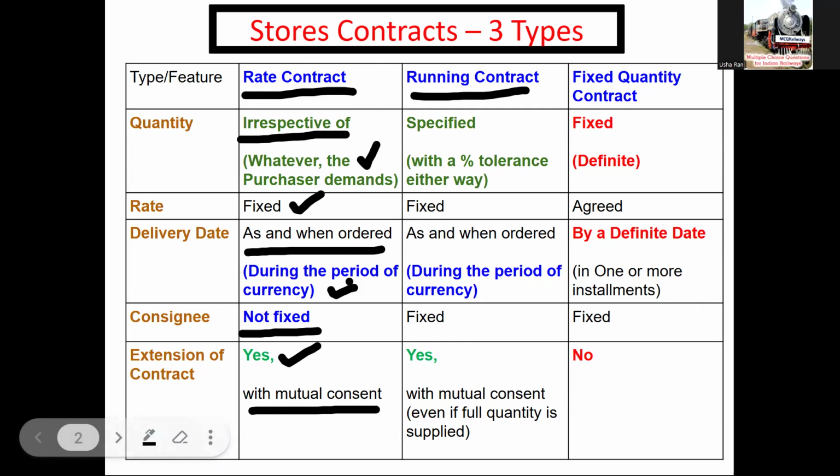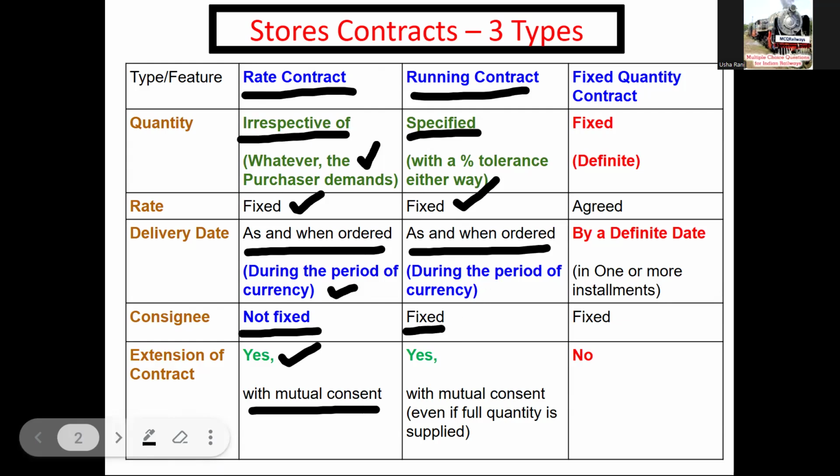This is similar to rate contract with all features, except that here the quantity is specified, an approximate quantity with a percentage of tolerance either way, either plus or minus. But he cannot demand it from the supplier. It is our wish. And the rate, as in the rate contract, is fixed. Delivery date, yes, as and when ordered during the period of currency. Usually it is 1 year.